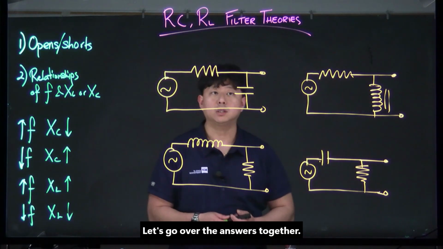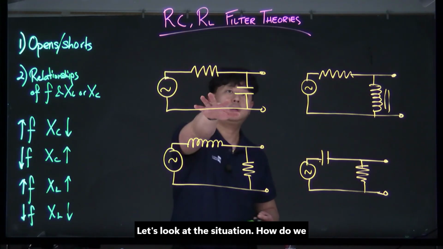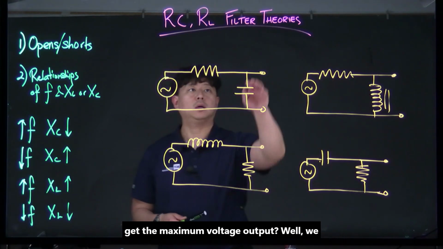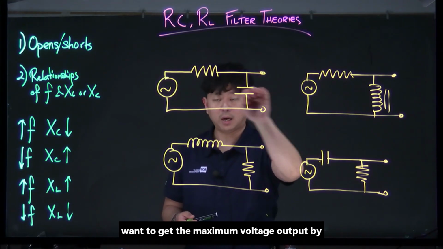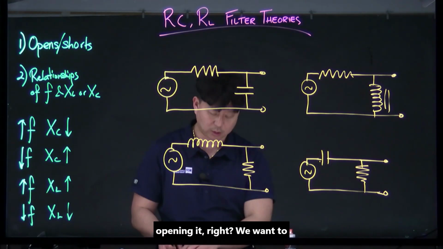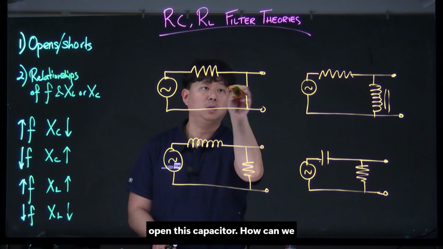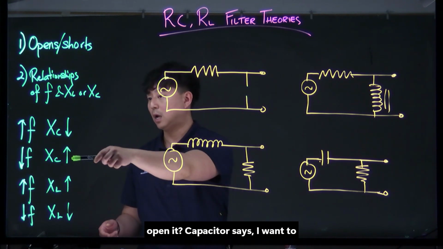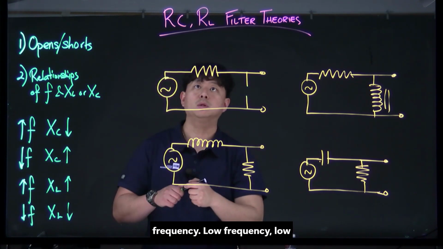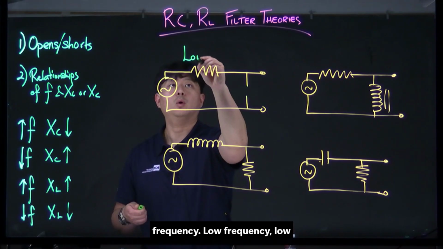Let's go over the answers together. Let's look at the situation. How do we get the maximum voltage output? Well, we want to get the maximum voltage output by opening it, right? We want to open this capacitor. How can we open it? Capacitor says, I want to increase the reactance by lowering the frequency. Low frequency, low pass.